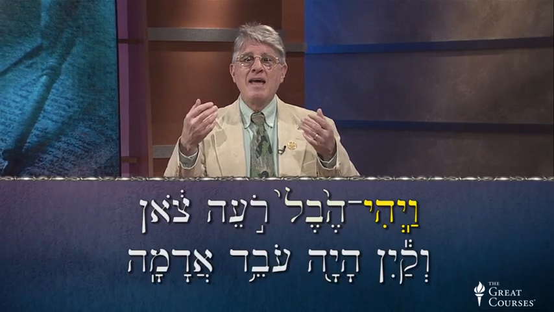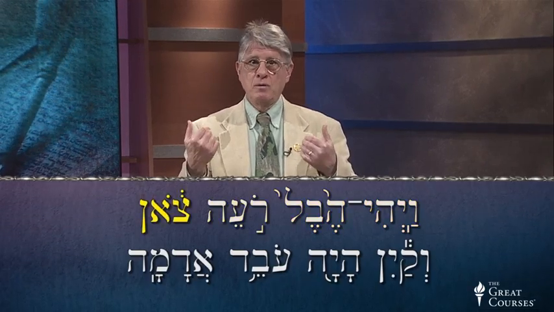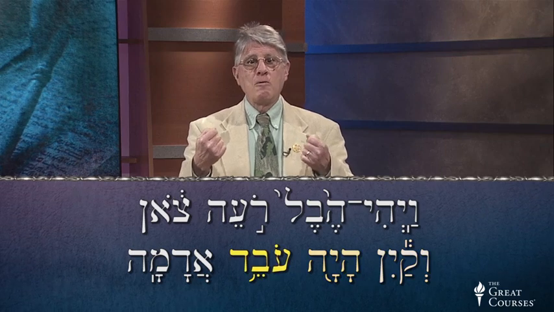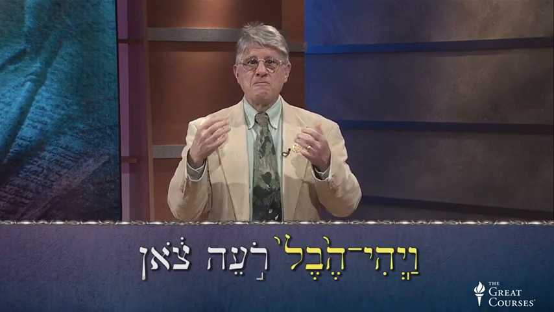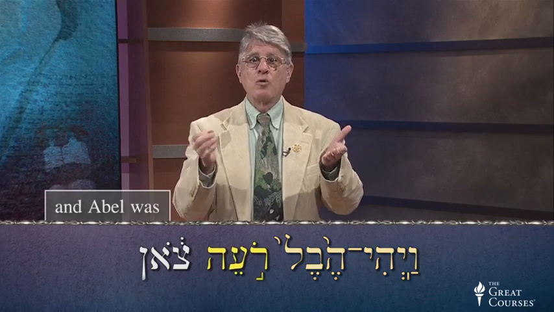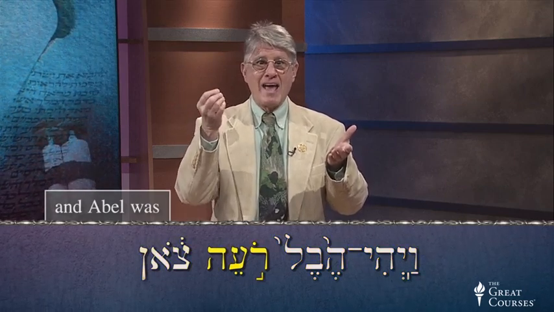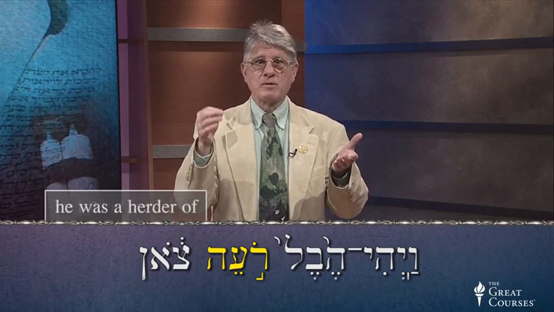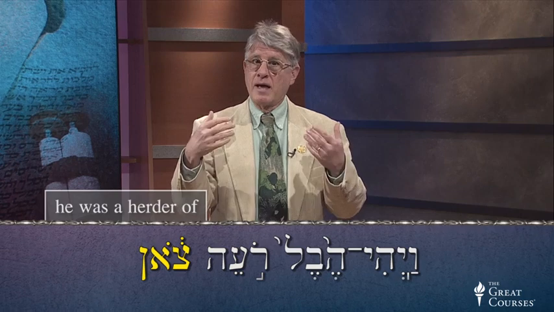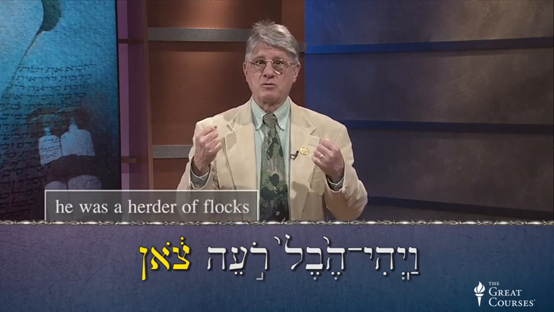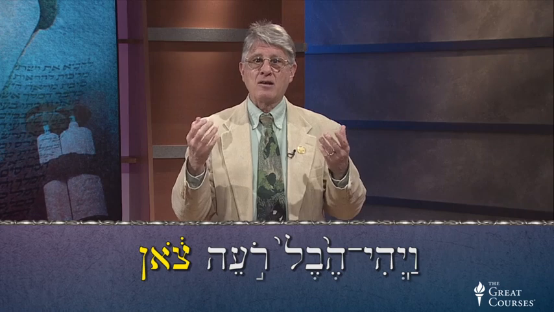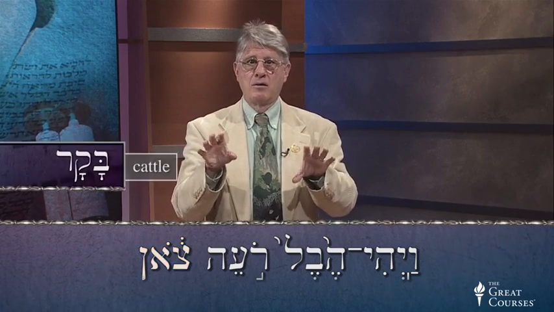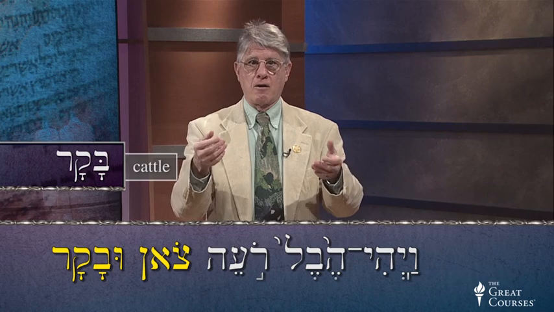2a, Cain's brother Hevel, Abel, is born. Vayehi Hevel ro'eh tzon, ve'Cain haya oved adama. Vayehi Hevel, and Abel was ro'eh tzon. Ro'eh with an ayin and a tsere he, participle, construct form. He was a herder of tzon, a collective noun for flocks, sheep and goats. If you want to talk about larger animals, cattle, your collective noun is bakar. Sheep and cattle, tzon uvakar.